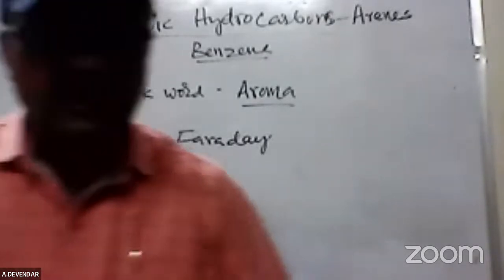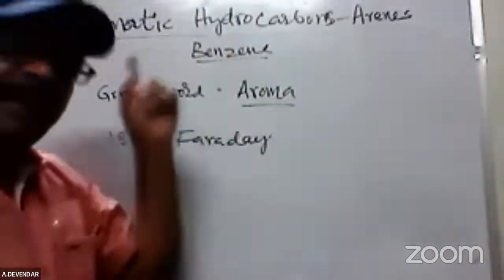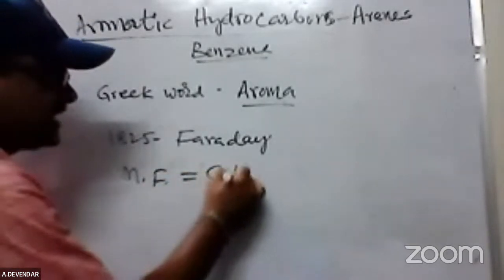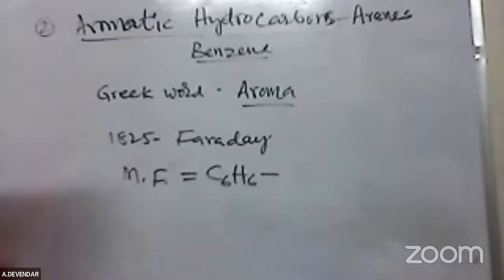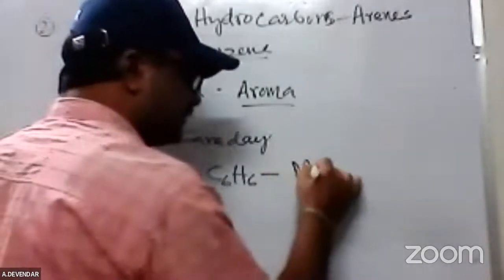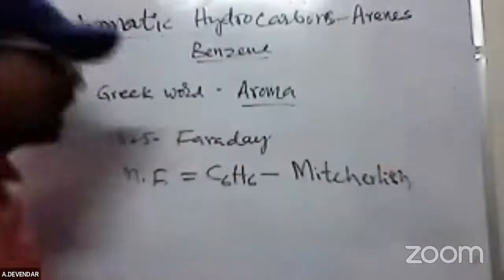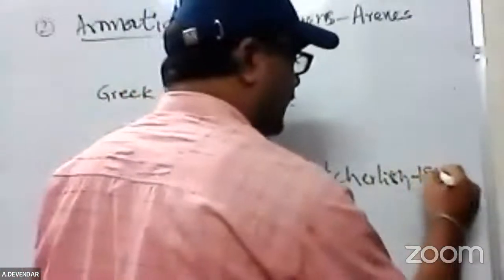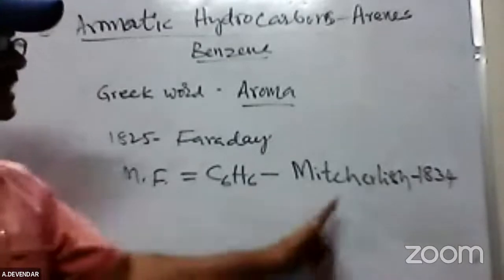And next, the name and the molecular formula. The name is benzene. What is the molecular formula of benzene? The molecular formula is C6H6. The name benzene as well as the molecular formula was determined by Mitscherlich, a scientist who, after Faraday's discovery, proposed the formula and the name in 1834.